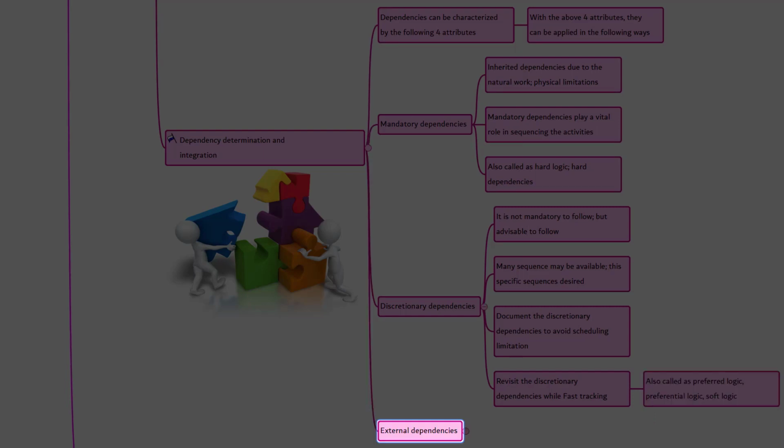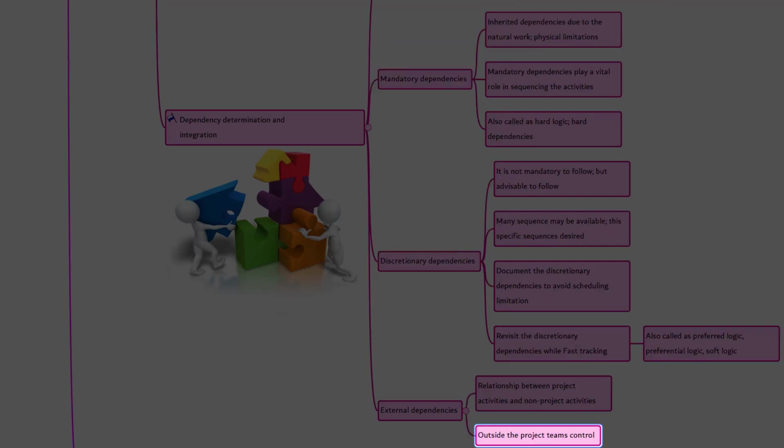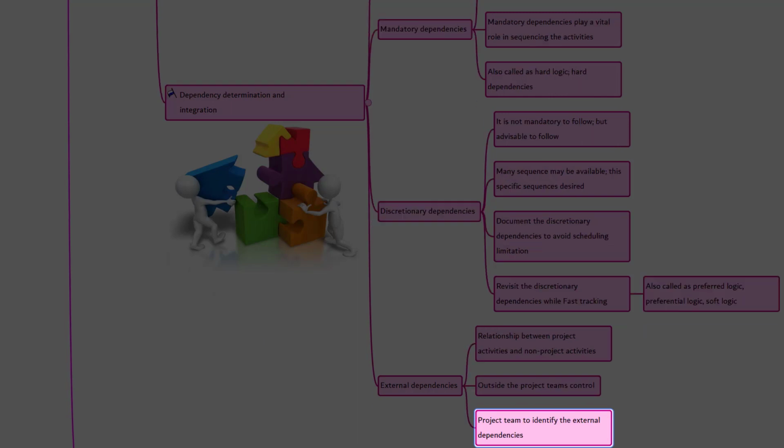All right, now let's talk about the external dependencies. External dependencies involve a relationship between project activities and non-project activities. These dependencies are usually outside the project team's control. For example, a testing activity in a car project may depend on the delivery of testing equipment from an external source. The project management team determines which dependencies are external during the process of sequencing the activities.